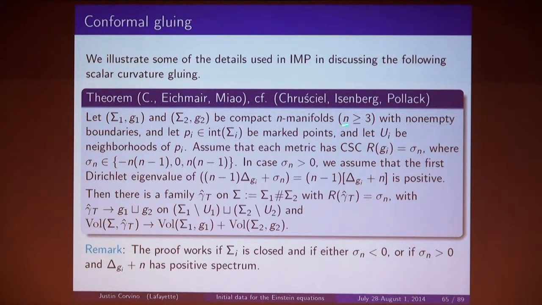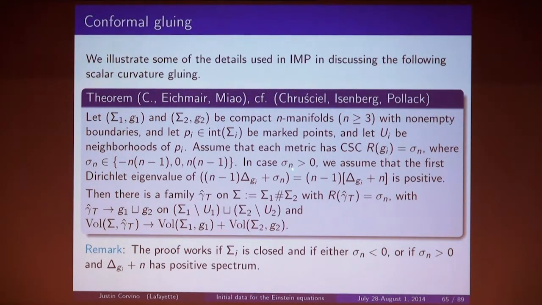Here we have two manifolds with non-empty boundaries. I'm stating this in the way that it appears in joint work with Mikhail and Pengzi Miao. There's also localized gluing or conformal gluing, involving conformal and non-conformal methods, by Piotr, Jim Eisenberg, and Dan Pollack. So consider two compact manifolds with boundary. Okay. Take your marked points. Assume each metric has constant scalar curvature sigma n, which is normalized to be a negative number, 0, or positive.